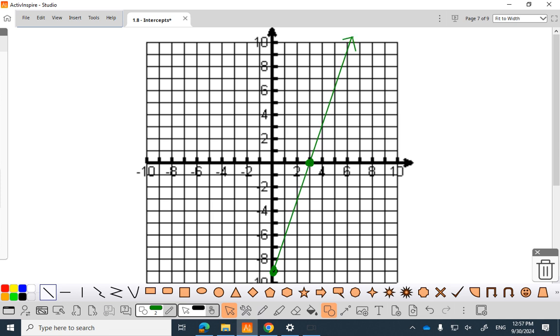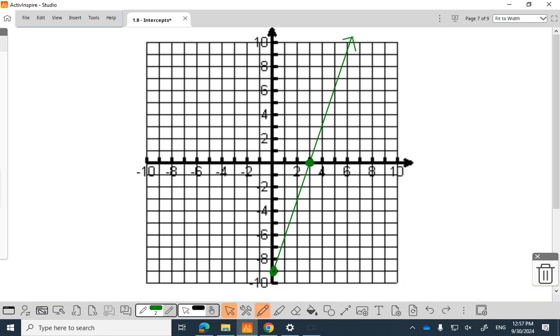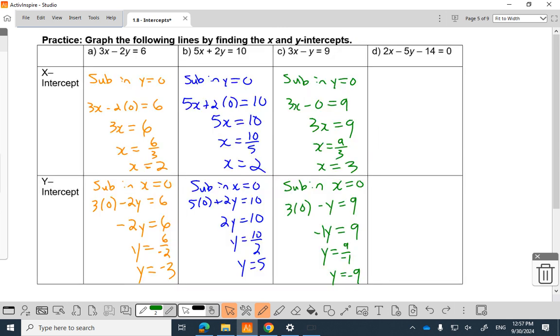I got a different color so you can tell on mine, but really I should label that C. Was that C? That was C I did? Yep. Okay. Now, D, slightly harder. I must tell you, a little bit more difficult here.